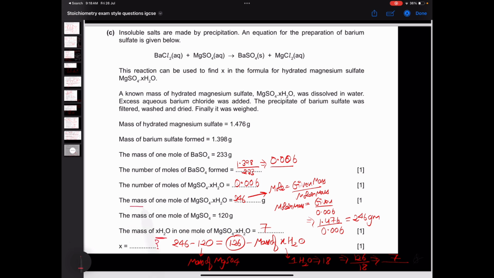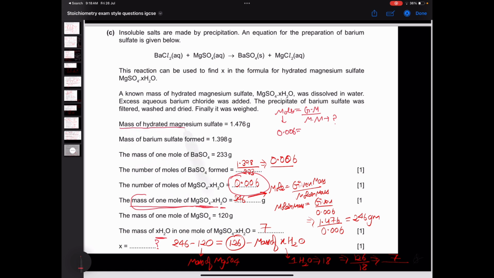Then mass of 1 mole of MgSO4 dot XH2O. Okay? Now, just think about it. Formula is moles equals given mass by molecular mass. Mass of 1 mole means molecular mass. So to find this, moles must be given to us. Moles we already know. Moles are 0.006. Do we know the mass formed of hydrated magnesium sulfate?